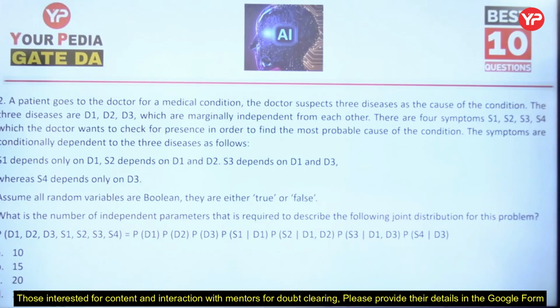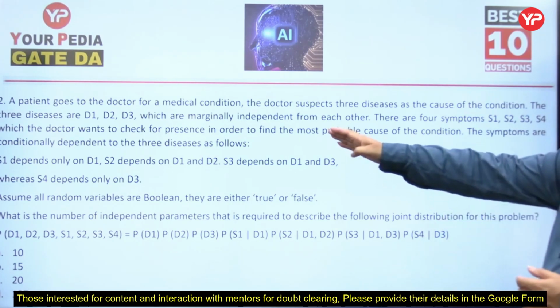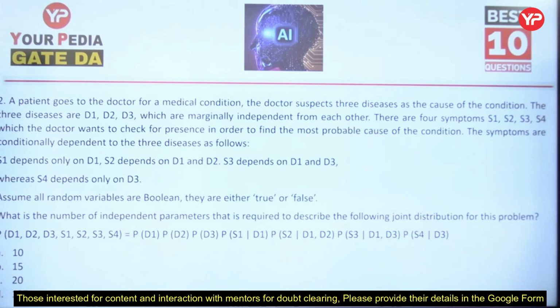The 3 diseases are D1, D2 and D3, which are marginally independent. Marginally means unconditionally independent from each other. D1, D2, D3 are not related to each other. There are 4 symptoms, S1, S2, S3, S4, which the doctor wants to check for presence. He will do 4 kinds of tests, an X-ray, an ultrasonic test, and so on, in order to find the most probable cause of the condition, which disease is there.